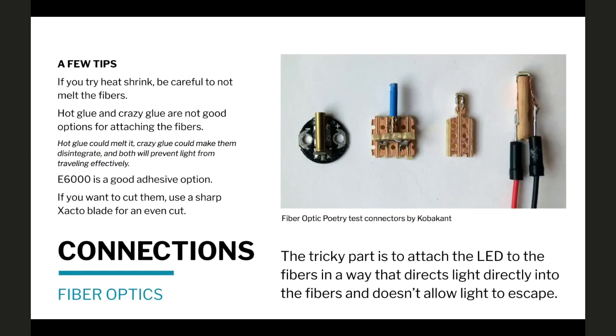Hot glue and crazy glue are not great options for attaching the fibers. Hot glue could melt, and crazy glue can make them disintegrate because of the chemicals inside of the glue. E6000 is a good adhesive option, but weigh that with smells and environmental concerns and all of that. And if you want to actually cut the fibers, make sure you use a very, very, very sharp blade.